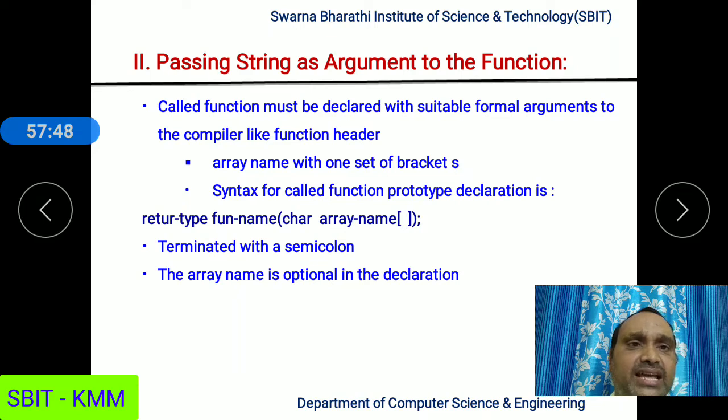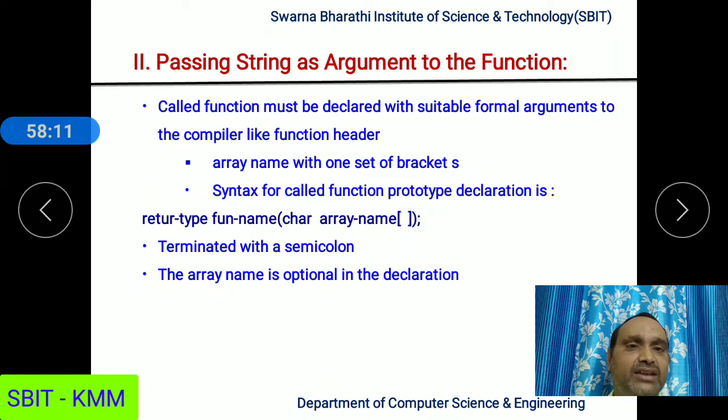The function declaration should also be done with a suitable formal argument to the compiler, like the function header: array name with one set of square brackets. The syntax for the called function prototype declaration is return type, called function name, char, array name, and one set of square brackets.